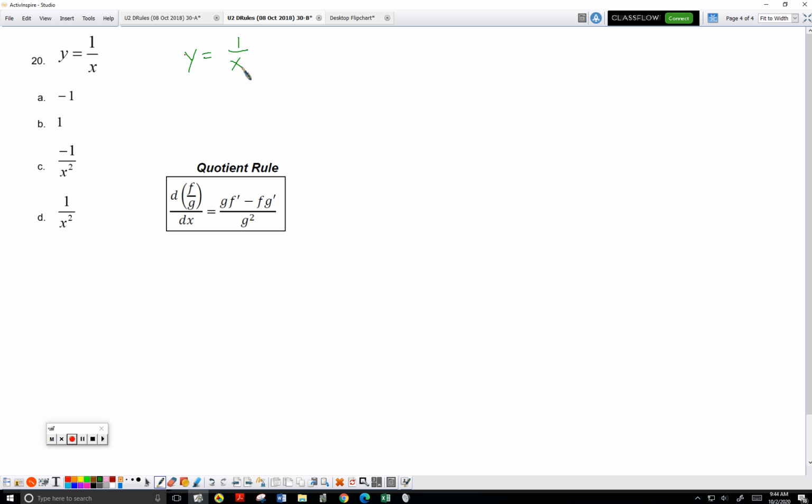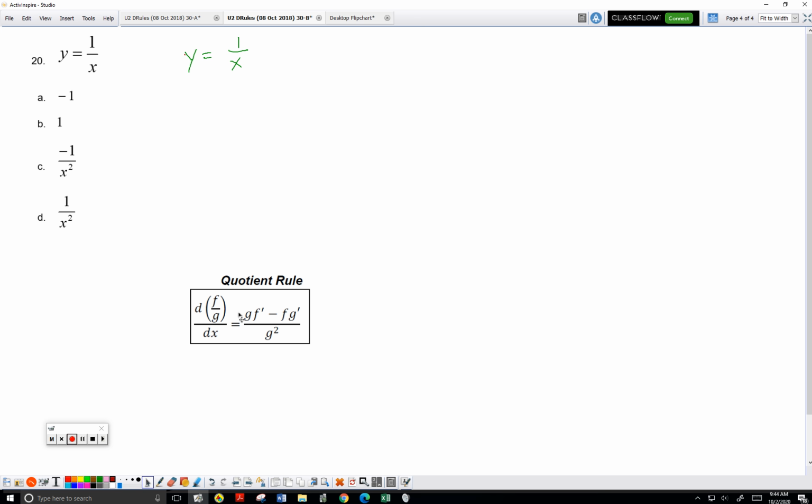This is actually a good example of where once you have the rules more memorized, how quickly you can solve problems. So the rule says we're supposed to take the bottom function, which is g, that's the x. We're supposed to multiply by the derivative of the top.